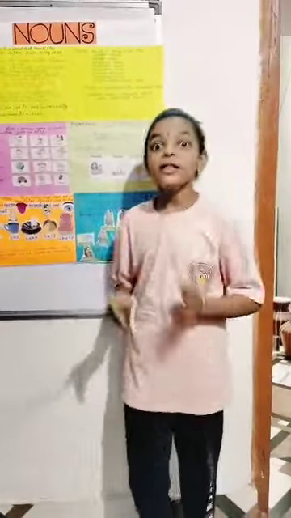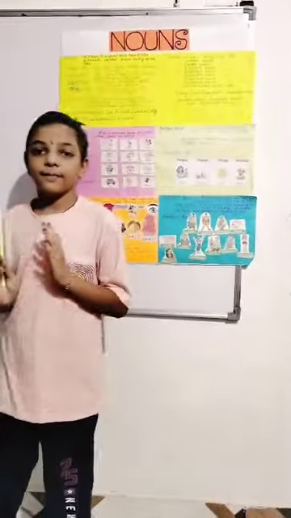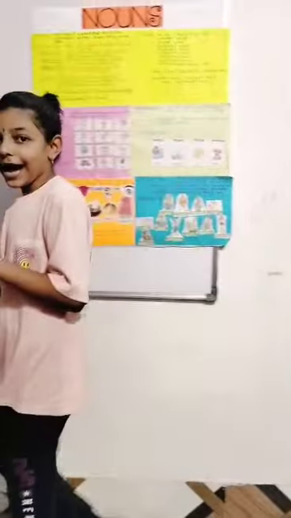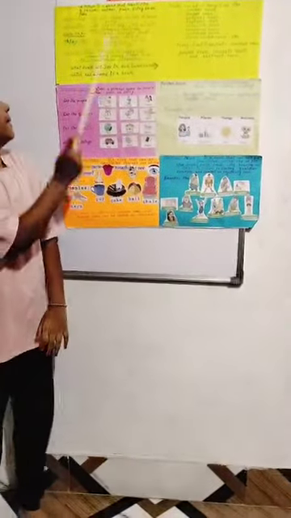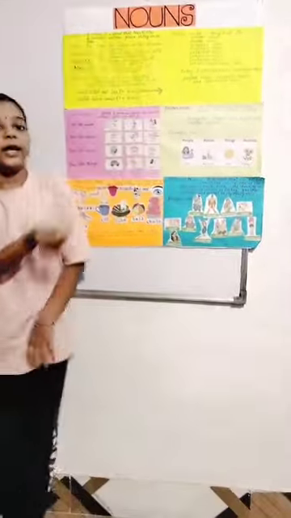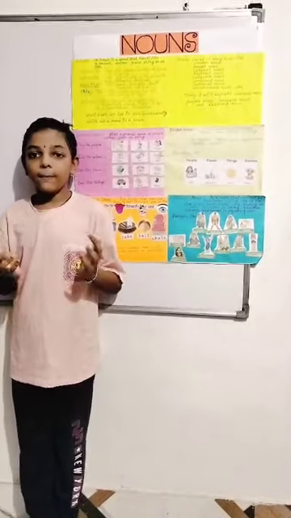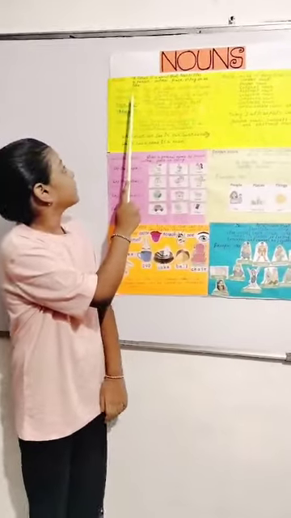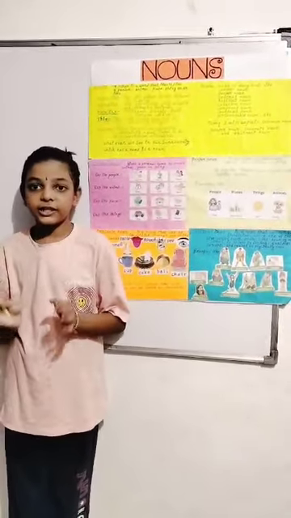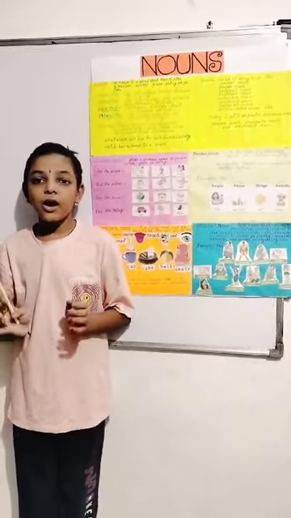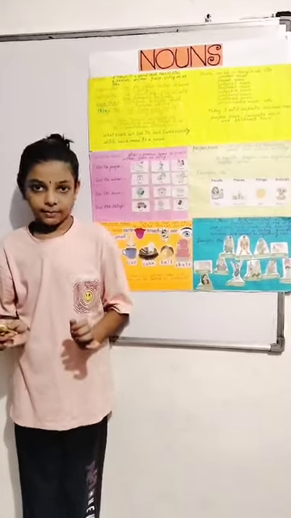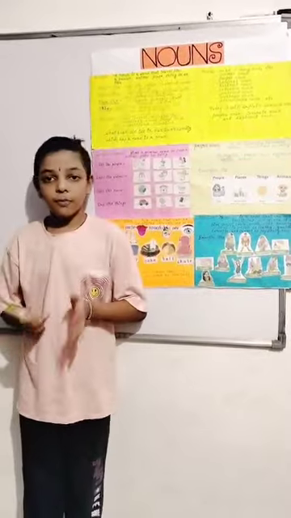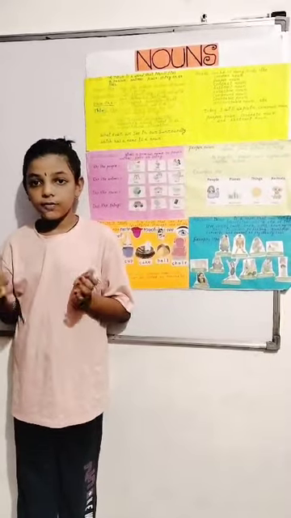A noun is a word that identifies a person, animal, place, thing, or an idea. Example, person like boy, girl, father, mother, all human beings. Animals like cat, tiger, dog, lion, all wild and domestic animals. Places like Titilagarh, Bolangir, Puri, where we live.